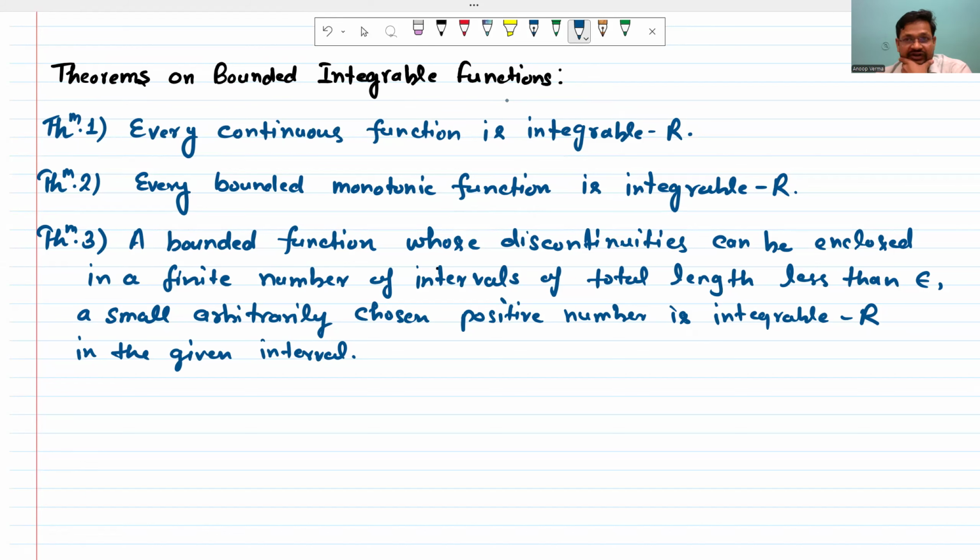So this is the theorem. If the function is bounded and has a finite number of discontinuities, then you can say the function is integrable R. A bounded function whose discontinuities can be enclosed in a finite number of intervals of total length less than epsilon, a small arbitrary chosen positive number. Whatever epsilon you choose, the length should be less than that epsilon. Then the function is integrable R in the given interval. You can remember this result.